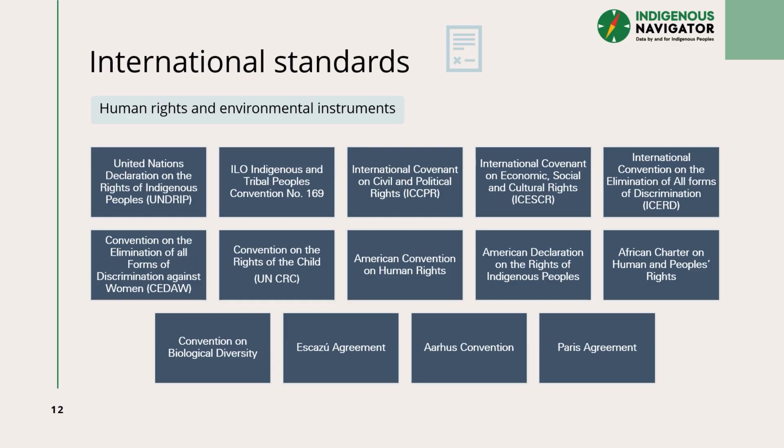American Convention on Human Rights. American Declaration on the Rights of Indigenous Peoples. African Charter on Human and Peoples' Rights. Convention on Biological Diversity. Regional Agreement on Access to Information, Public Participation and Justice in Environmental Matters in Latin America and the Caribbean, also known as the Escazú Agreement. UNECE Convention on Access to Information, Public Participation in Decision-Making and Access to Justice in Environmental Matters, also known as the Aarhus Convention, and the Paris Agreement.